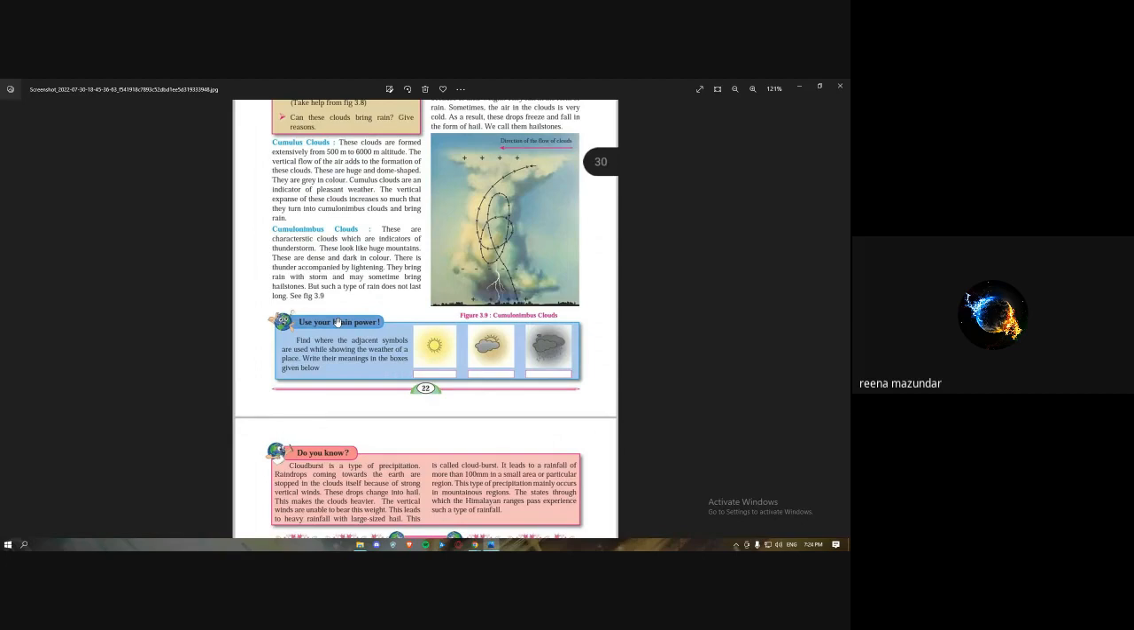Okay. Now my next question is, at what height are cumulus clouds formed? Look at this paragraph and find out the answer. At what height are cumulus clouds formed? Ma'am, can I? Yes. The cumulus clouds are formed extensively from 500 meters to 6,000 meters altitude.